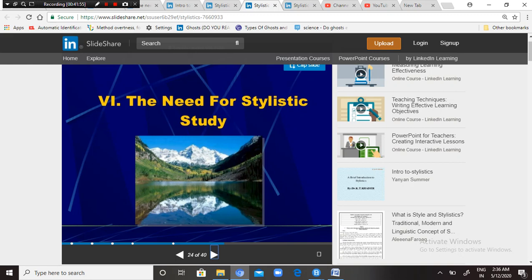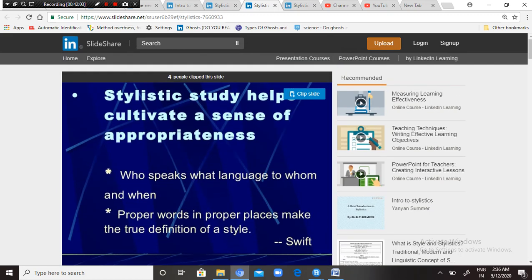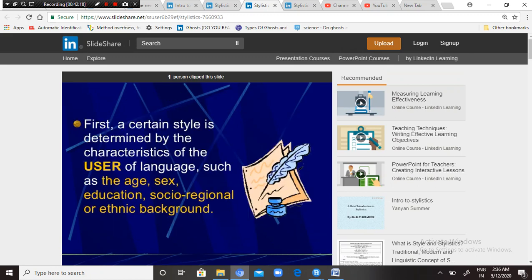Okay, the need for stylistic study. Why do we learn stylistics? Stylistic study cultivates a sense of appropriateness: who speaks what language to whom and when. Proper words in a proper place make the true definition of style. First, style is determined by the characteristics of a user of a language, such as age, sex, education, social, regional, or ethnic background.